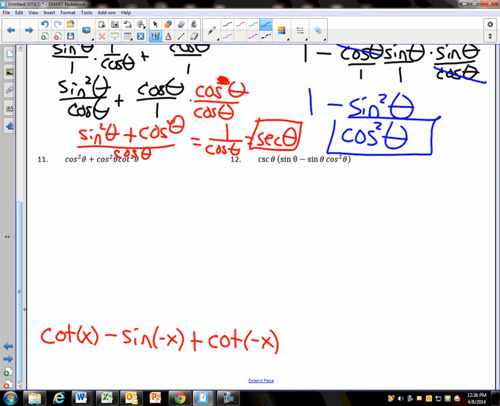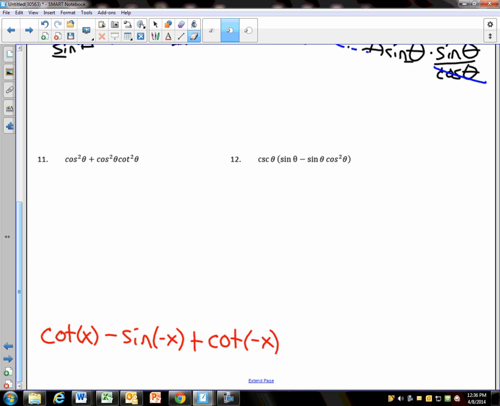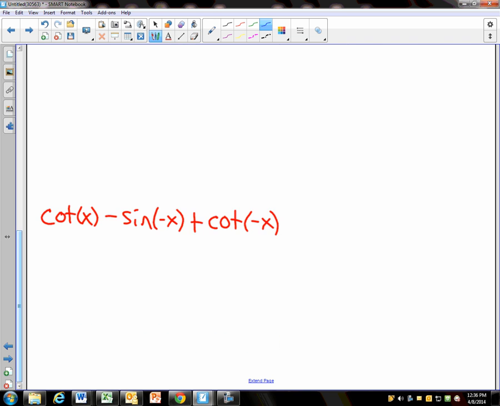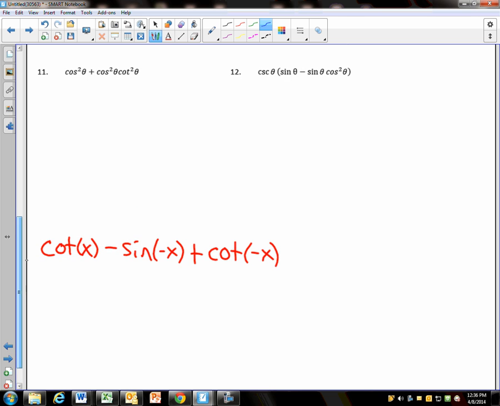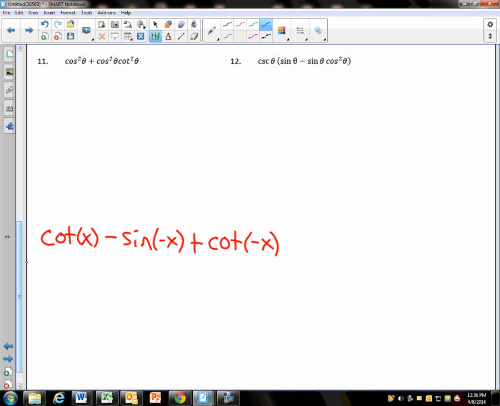Okay? All right, we have 4 more problems to do. We're going to do these 2. They go pretty quick. And then we have 2 more to add just for practice purposes. In the previous years, they've gotten a little confused if we haven't added these. So, number 11, cosine squared plus cosine squared times cotangent squared.